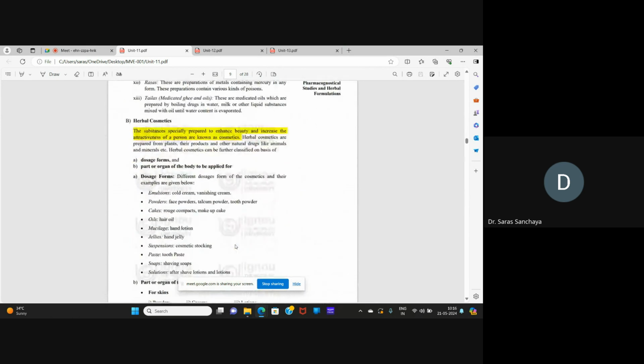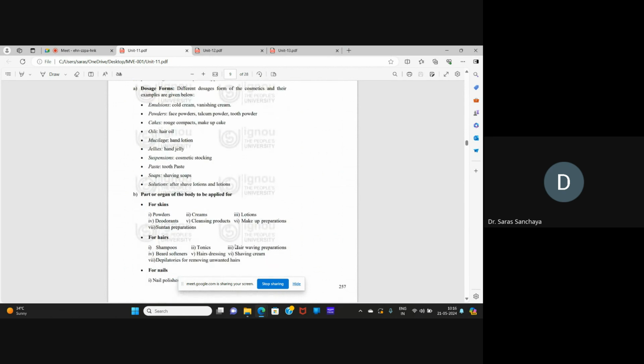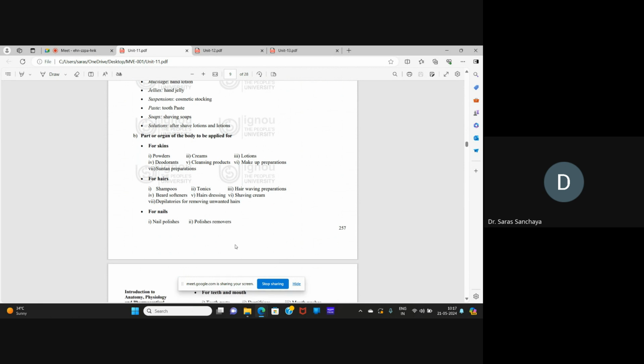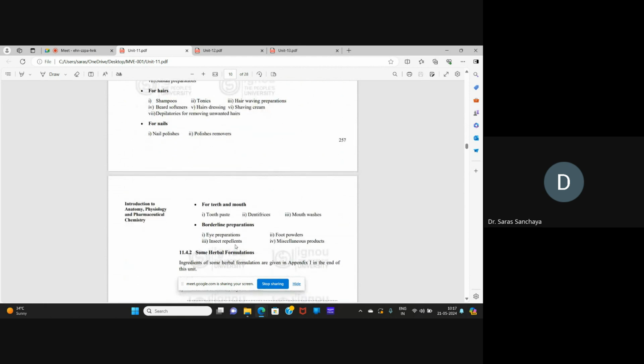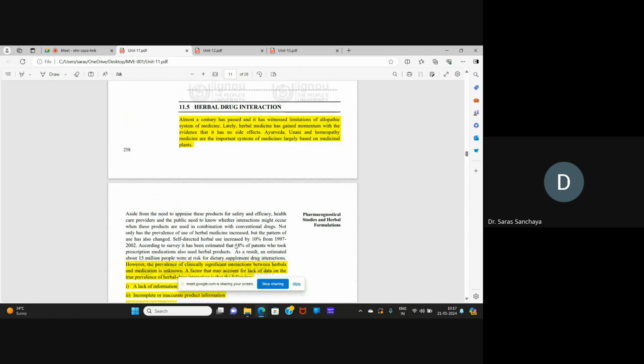Then herbal cosmetics. The substances specially prepared to enhance beauty and increase the attractiveness of a person are known as cosmetics. So cosmetics can be of different forms according to dose and the part where they are used, like emulsions, powders, oils, jellies, suspensions, and different products depending upon the part of the body on which they are used, like skin, hair, nails, teeth, these all. Then herbal drug interaction.